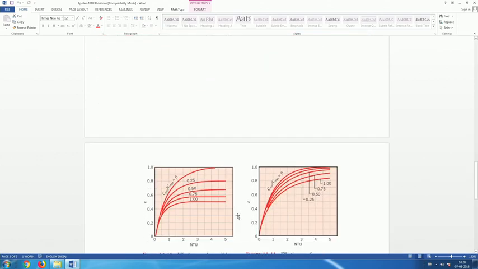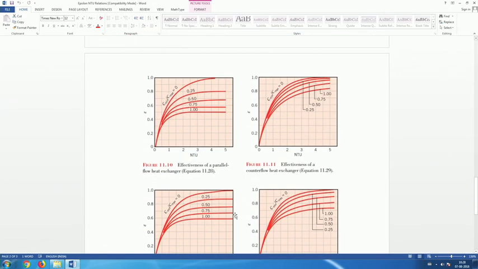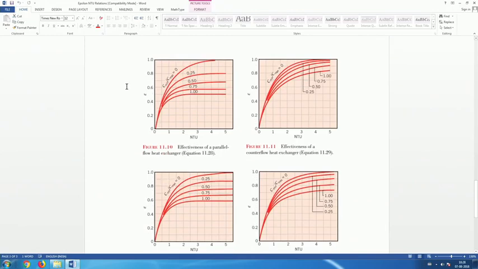And the figures that I was talking about are also from your text, where you see the effectiveness epsilon of a parallel flow heat exchanger, which is equation number 11.28 in the previous page. If you know the value of NTU, and you find out what is C minimum by C maximum, read that, go up to that point and find out what is epsilon or effectiveness of the heat exchanger. Once we solve a problem in the next class, it would be even more clear to you.